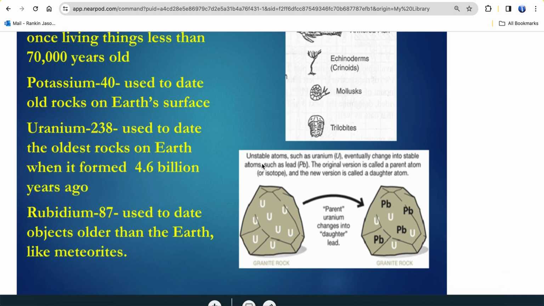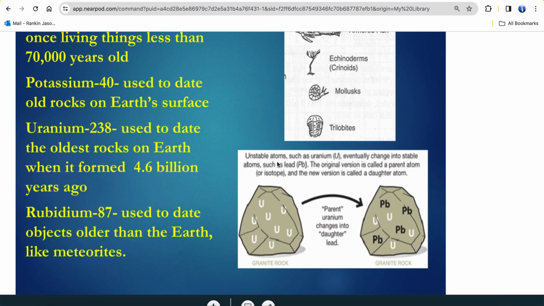Down below we have the unstable atoms, such as uranium (U), eventually changing into stable atoms such as lead (Pb). The original version is called a parent atom or isotope, and the new version is called a daughter atom. Parent is uranium, daughter is lead. So here we have 1, 2, 3, 4, 5, 6, 7, 8 U's. After 1 half-life, we'll have 4 U's remaining and 4 changed into Pb, lead.